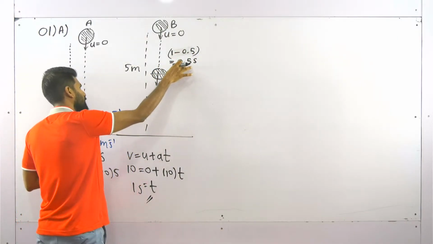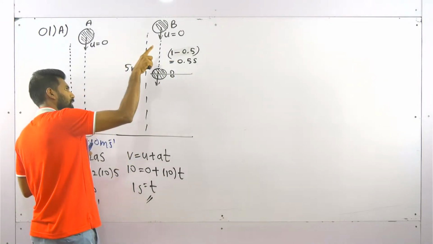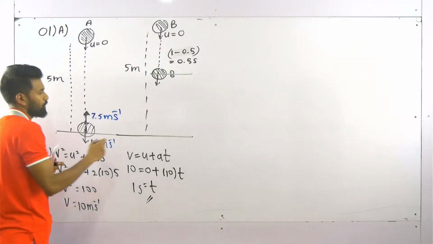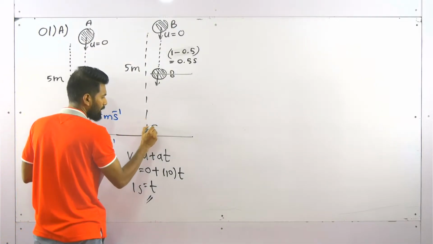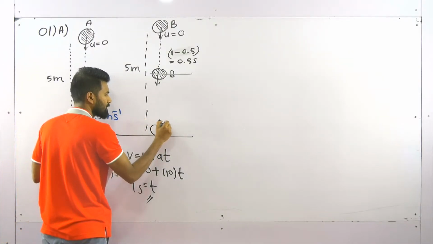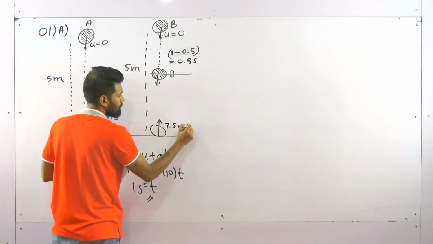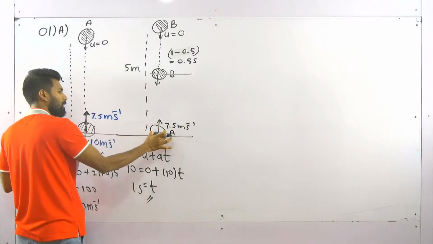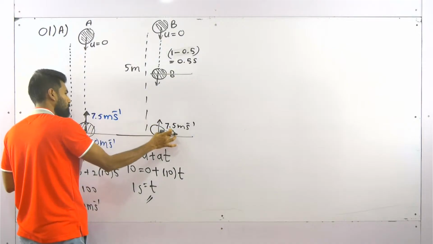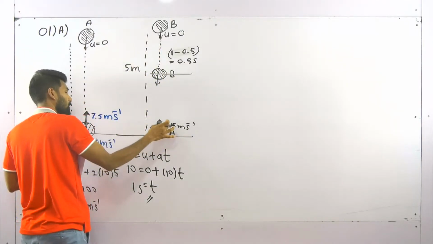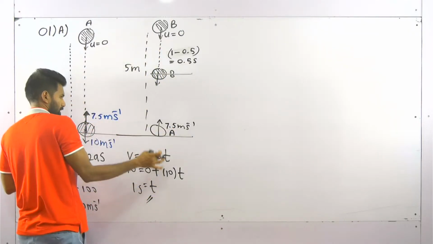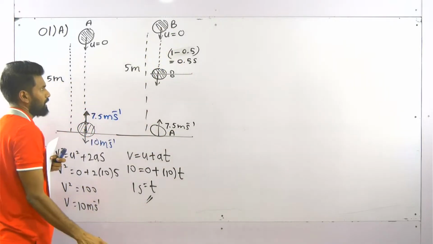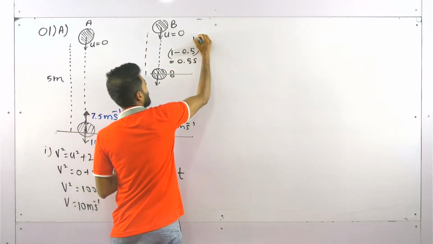0.5 seconds of its motion means capital A has spent 1 second in its motion and capital A has hit the ground, and at that instant A is moving the other way with a velocity of 7.5 meters per second. So this is the situation of A after 1 second of its motion. That means 0.5 seconds after B started.